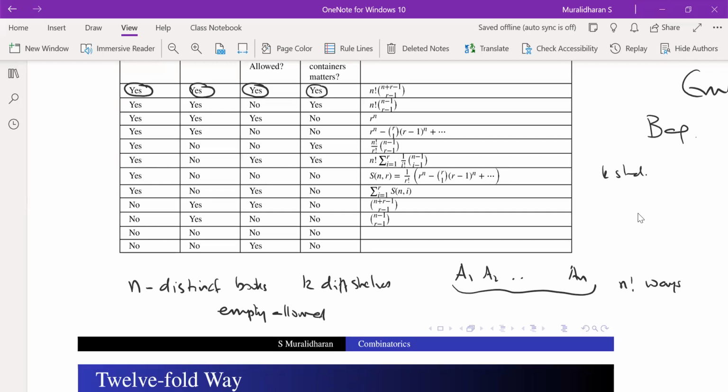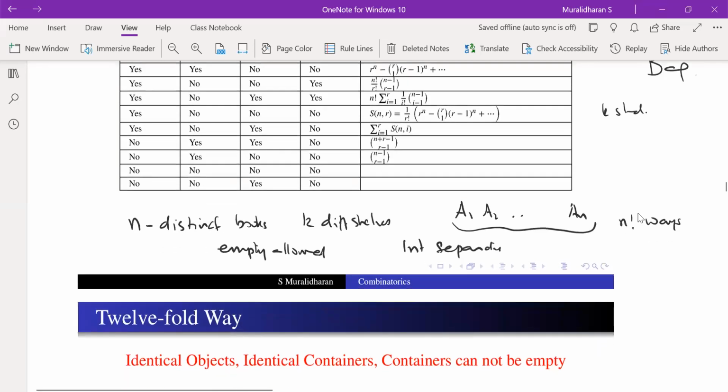So what I can do is introduce separators. I will have k minus 1 separators. If I arrange these k minus 1 separators among the books in a row, how many ways can I do that? This is n plus k minus 1 c k minus 1. This is the usual Mississippi problem.